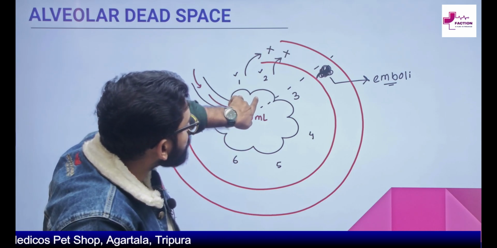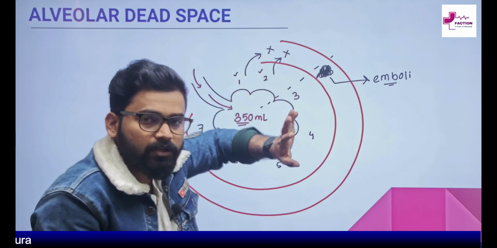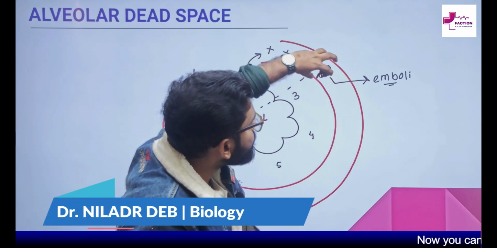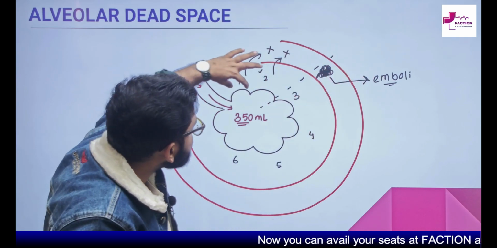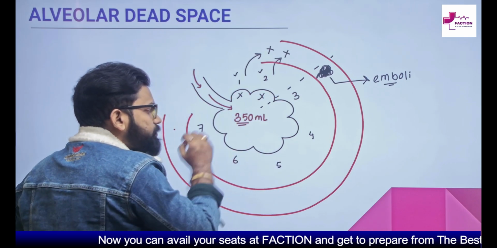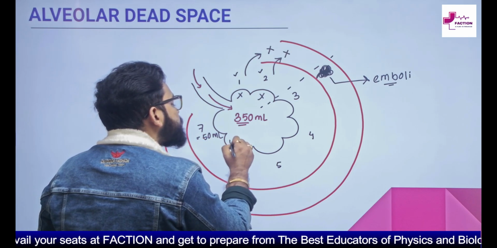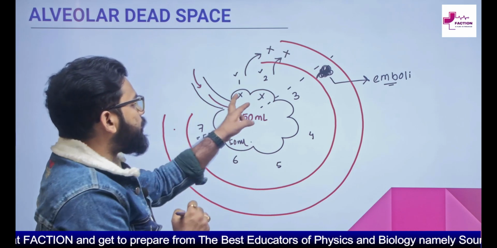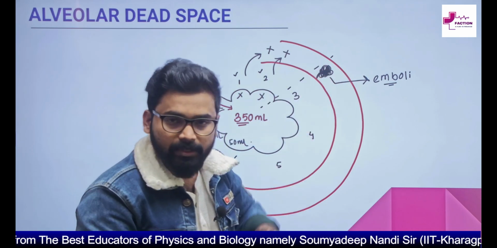So if these two lobes are not doing any exchange, why? There is no problem in the lobes of the alveoli. There is some problem in the capillary with which the exchange will take place. So these two will remain non-functional. Out of this 350 ml, say each lobe takes in 50 ml. So this 1 and 2 cannot exchange. That is, 100 ml less will go into the blood.